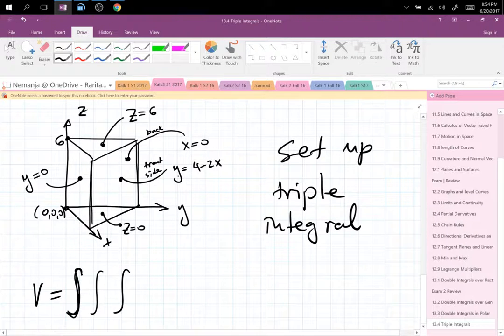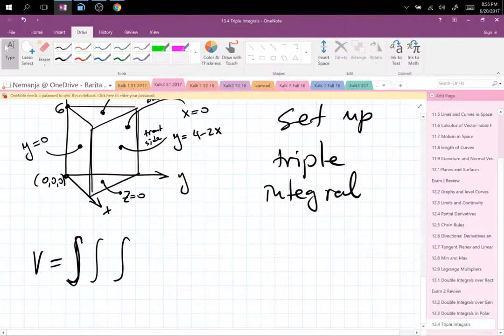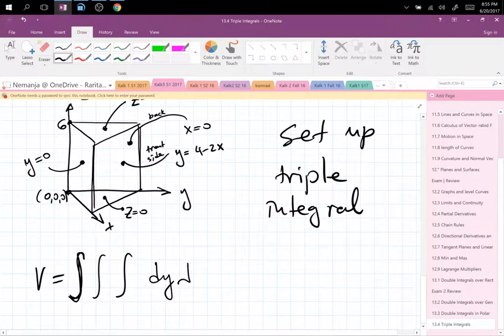Which order are we going to use? Observe that we have y as a function. So definitely dy cannot go on the outside. That's one of the things that you have to understand right off the bat. So I'm going to start with dy because I'm just going to get rid of it, right? And then let's say dx and then dz, because none of the other ones have functions.